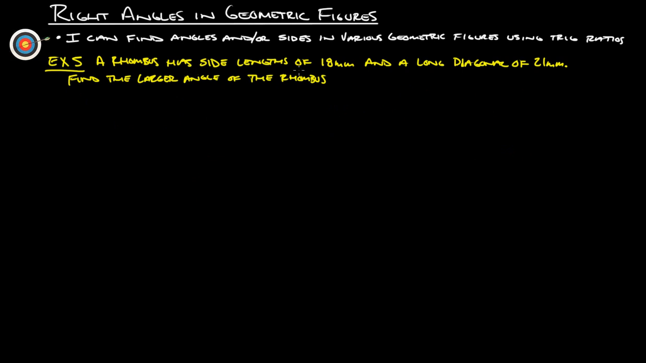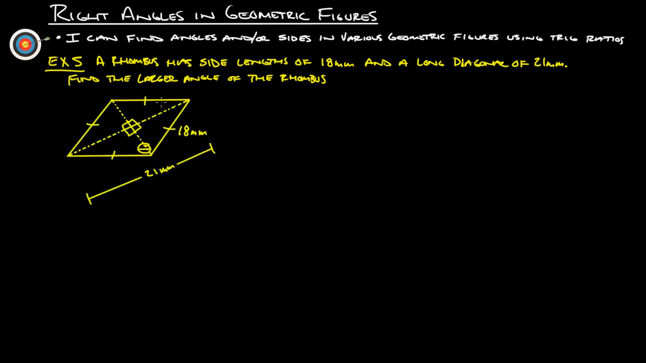We've got a rhombus that has side lengths of 18 millimeters and a long diagonal of 21 millimeters. Find the larger angle of the rhombus. Okay, first thing we want to do, we want to draw an accurate picture. So if you remember, a rhombus has all the sides the same length. So basically it's like a squished square. Okay, so here's what our rhombus would look like.